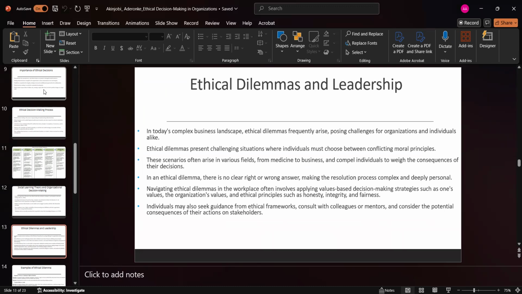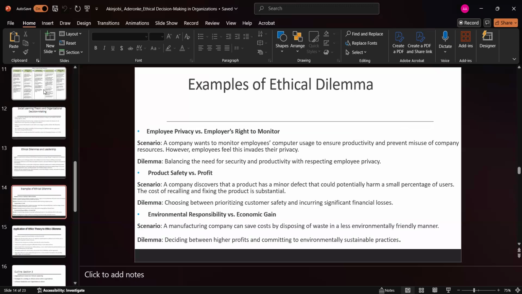Ethical dilemmas and leadership. Decision-making is a very complex procedure, and in today's complex business landscape, ethical dilemmas often arise, posing challenges for organizations and leaders alike. Ethical dilemmas present challenging situations where leaders have to choose between conflicting moral principles. This occurs in various fields, from medicine to business. In ethical dilemmas, sometimes there are no clear wrong or right answers. So making a decision has to be a complex, well thought through process, applying ethical principles such as honesty, integrity, and fairness.